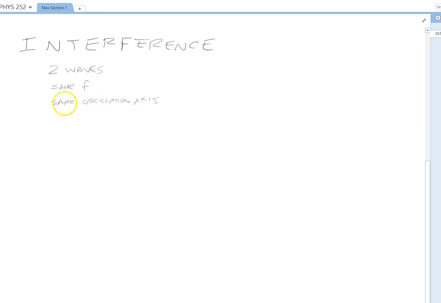The other thing we're going to assume is that the two electromagnetic waves have the same oscillation axis for the fields. We're going to focus on the electric fields. So we're going to assume that the two electric fields, as they're oscillating, have parallel axes. For instance, they're both oscillating along a y-axis.